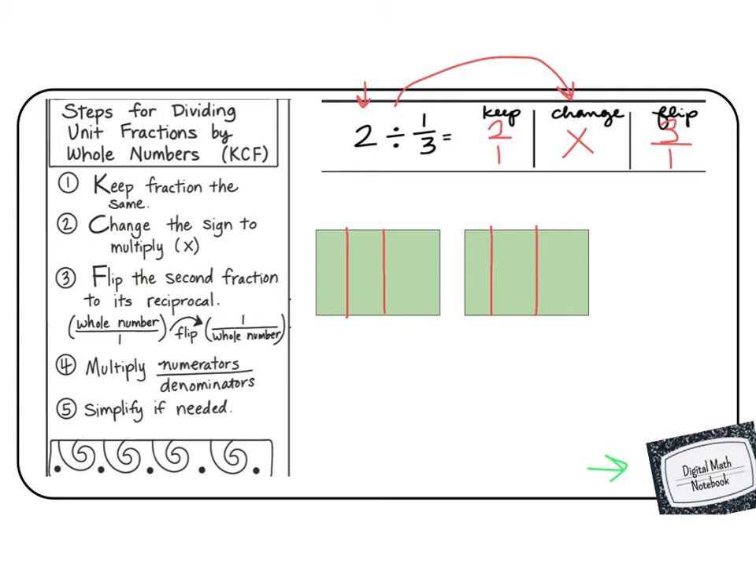Now we're going to multiply straight across the top and straight across the bottom. 2 times 3 is 6 over 1, which we know is the same as 6 because we would have 1, 2, 3, 4, 5, 6 pieces of cake. That was a piece of cake. Let's keep going.